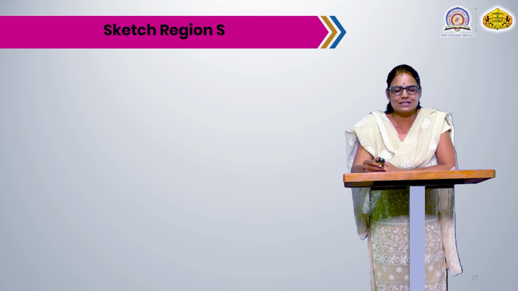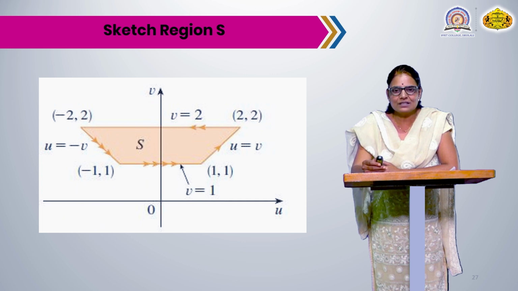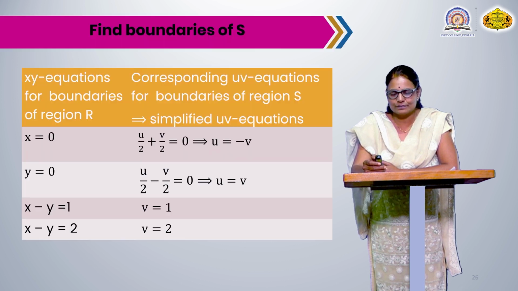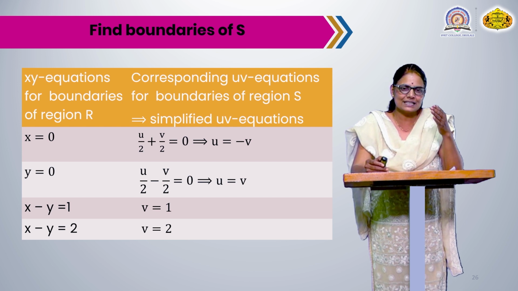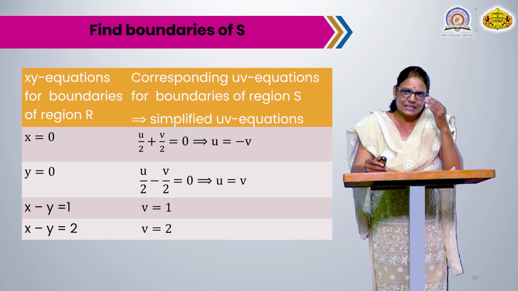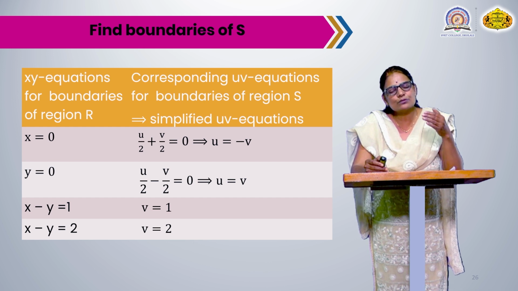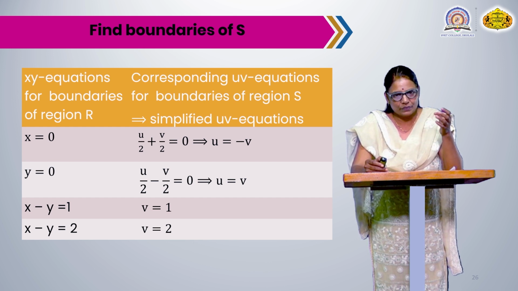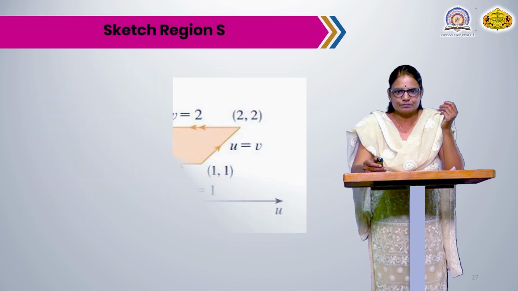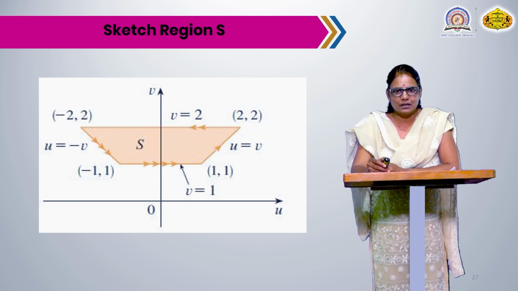So our next step, for either region G or S, is to sketch it. If you observe carefully, all these boundaries are straight lines. u equals minus v is a straight line bisecting the second and the fourth quadrant, and u equals v is a straight line bisecting the first and the third quadrant. And v equals 1 and v equals 2, these two straight lines are parallel to the u axis. So now it is very simple to draw this figure. It is the region S.